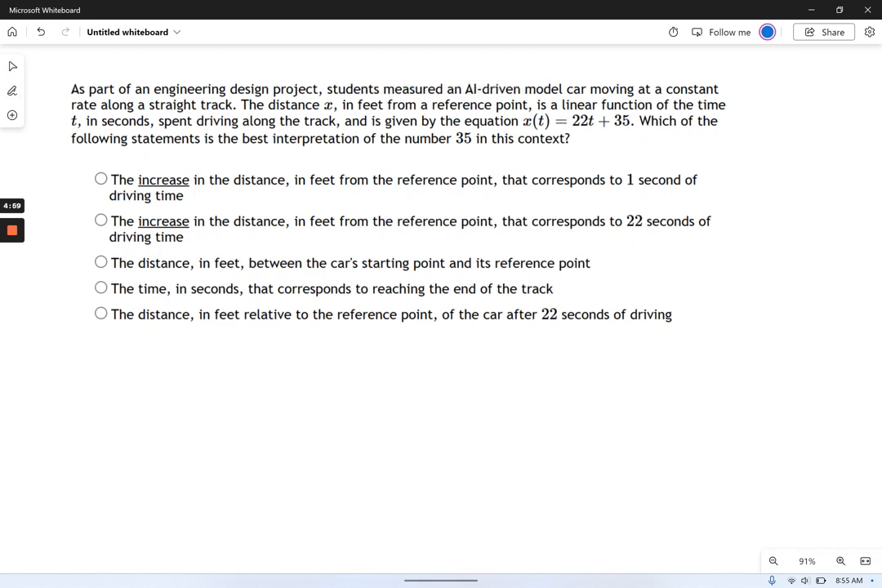This is a word problem trying to express a relationship between the distance of a car from a certain reference point and time, measured in seconds. Now, I want to draw a little picture here. This won't take long. But if you imagine a reference point, in other words, a place where we're going to put the ruler to start measuring things, a tape measure or whatever.